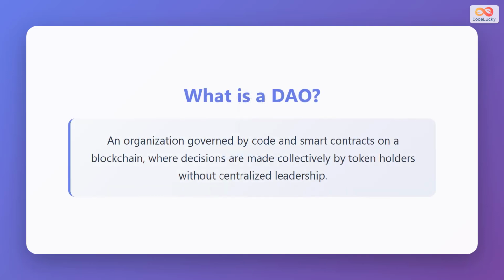A DAO is an organization that's governed by code and smart contracts on a blockchain, where decisions are made collectively by token holders without any centralized leadership. Unlike traditional companies, with chief executive officers or boards of directors making top-down decisions, DAOs operate through democratic voting processes. Every rule, transaction, and decision is recorded transparently on the blockchain, making the entire organization visible and accountable to all its members.